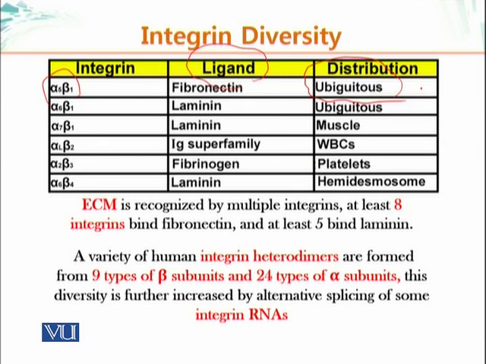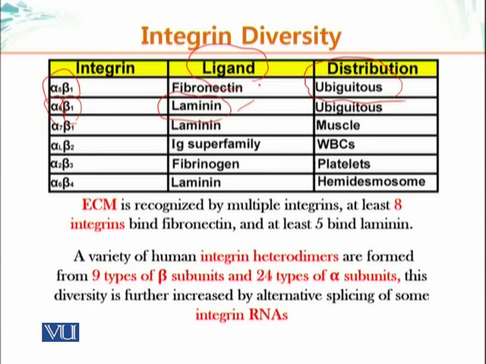Alpha 6 beta 1 combination binds laminin. Now kindly notice that the beta subunit is the same. It's beta 1, just changing the alpha subunit from 5 to 6. Now the binding properties of the integrin dimer have changed. Although it is ubiquitous, it now will bind laminin rather than fibronectin. Alpha 7 beta 1 binds laminin, but it is specifically found in muscle cells.